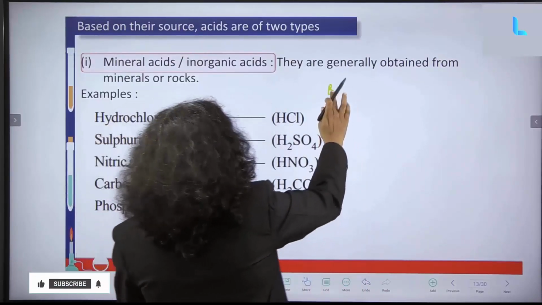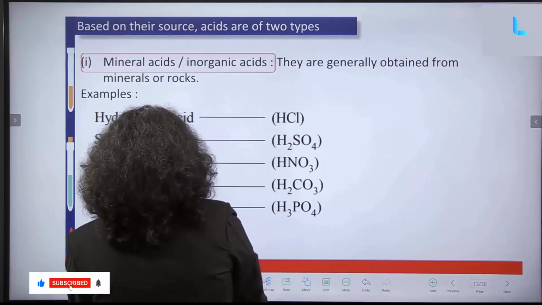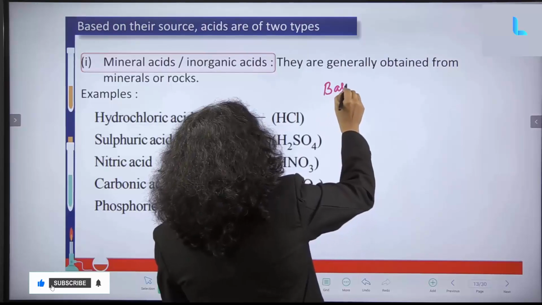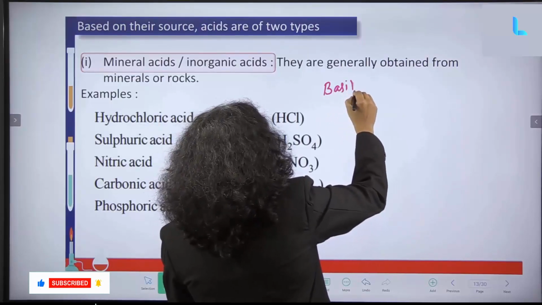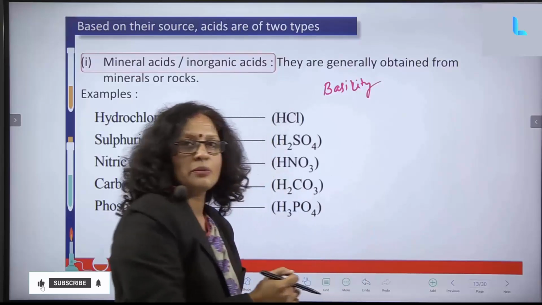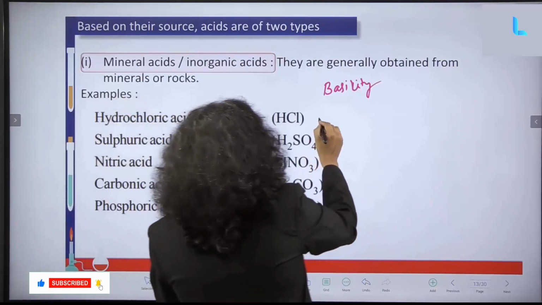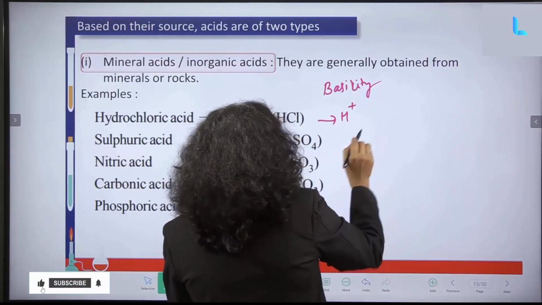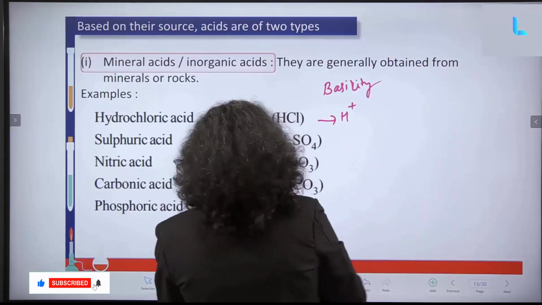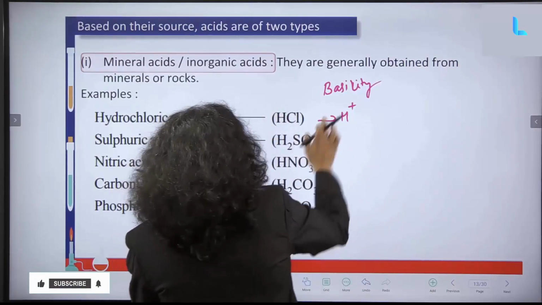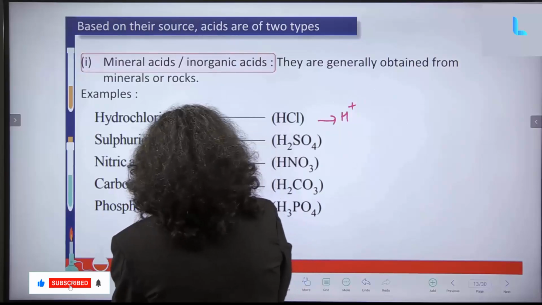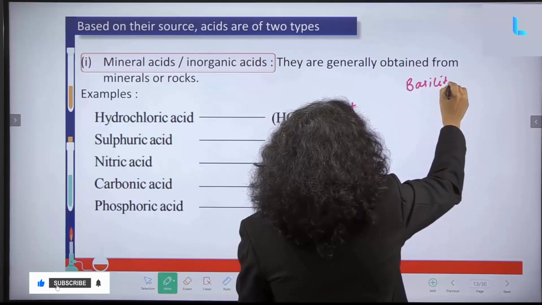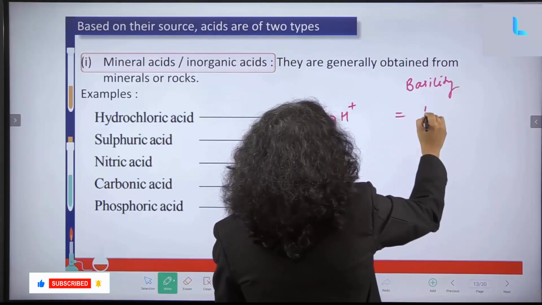We will choose another color for this so you can easily see what basicity is. Basicity will be the number of replaceable hydrogen atoms. So here, how many hydrogen atoms? H plus. So basicity will be 1. How much is the basicity? We will write it there, so you can understand it properly. We will write here basicity. So here it will be 1.